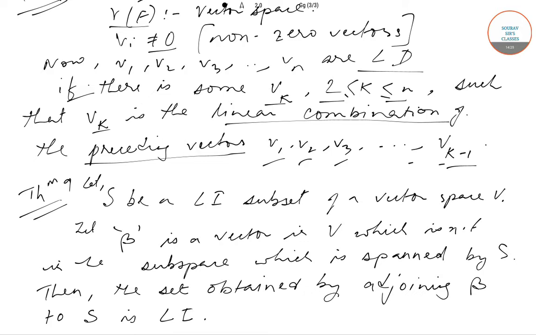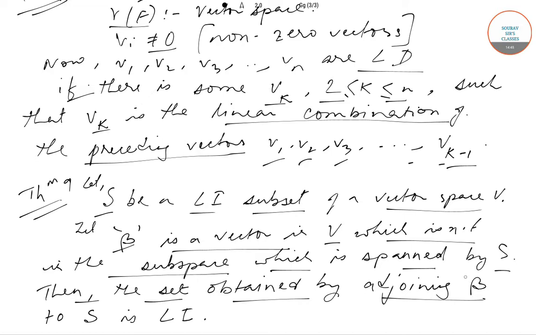Let me repeat this theorem once again. So we have a set S which is a linearly independent subset of a vector space V, and if beta is a vector in V which isn't in the subspace spanned by S, then the set which is obtained by adjoining beta to S is linearly independent. So these are the 9 important theorems on linear independence and dependence. And these theorems are very important, and you need to remember these theorems to solve various questions which will come from this topic in the exam.